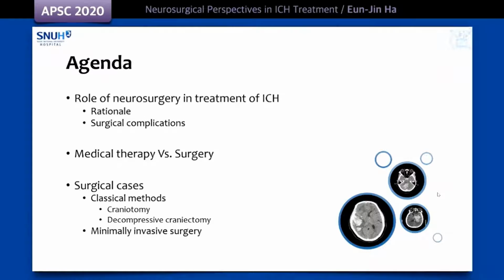Today's agenda is as follows. First, I will talk about the theoretical background and shortcomings of what neurosurgery means in the treatment of ICH. Secondly, based on the results of major clinical trials, I will compare the effect of medical therapy and surgery. Finally, I will demonstrate some of our cases that actually benefited from surgical treatment and conclude with a new surgical approach.